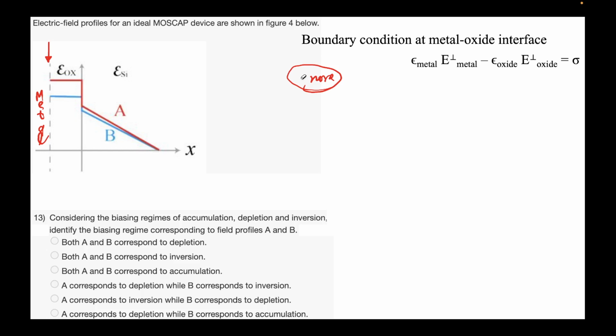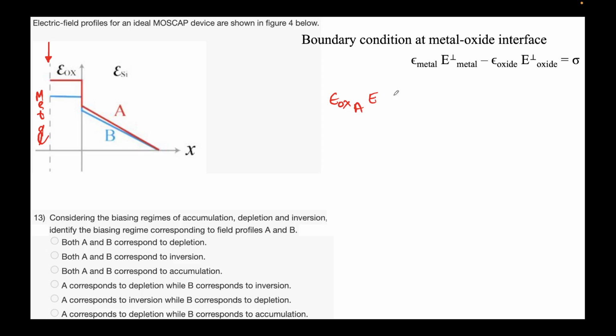So let me write it for A and B. So for A, I am writing this. E metal will be 0 for both, right? So what I can write is epsilon oxide E oxide A is equal to some sigma A. The metal charge will be here.